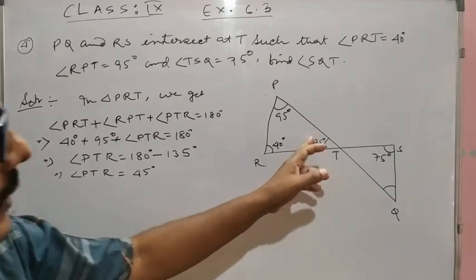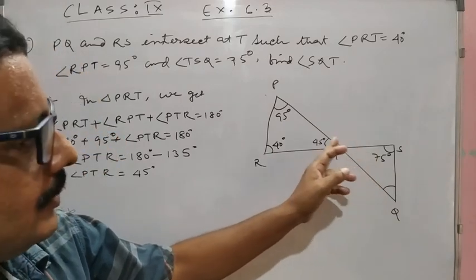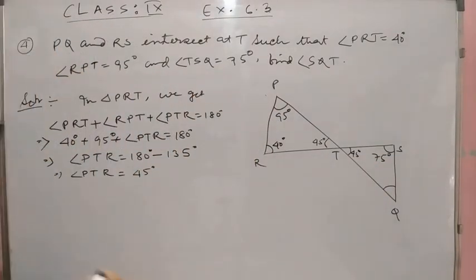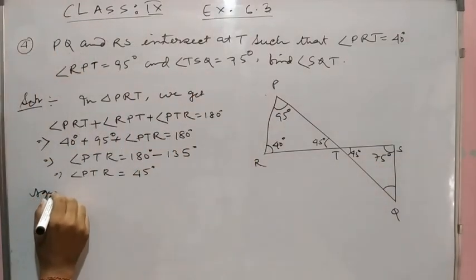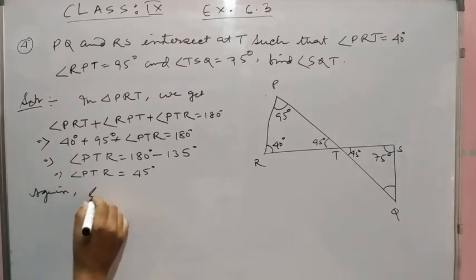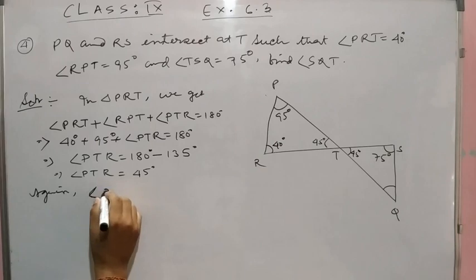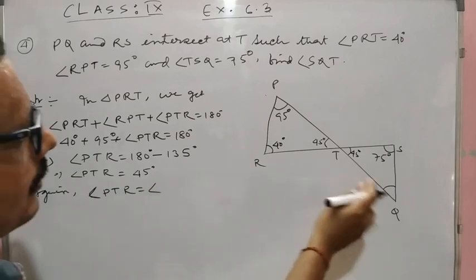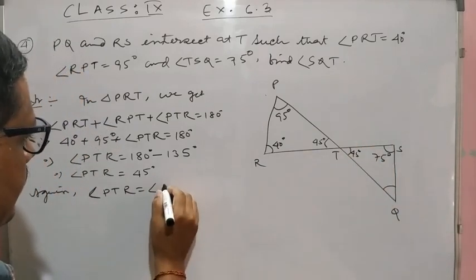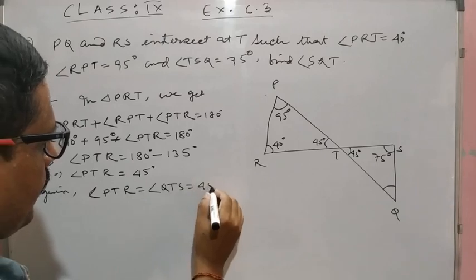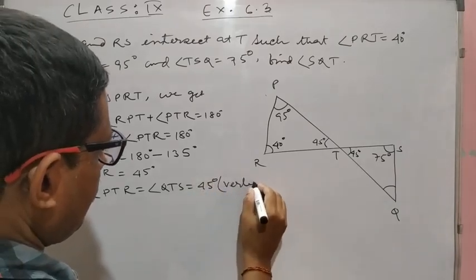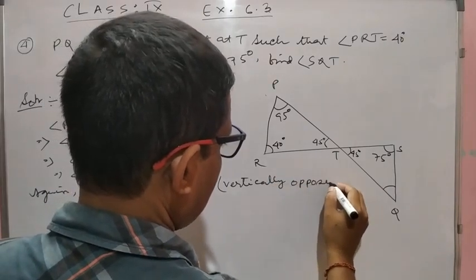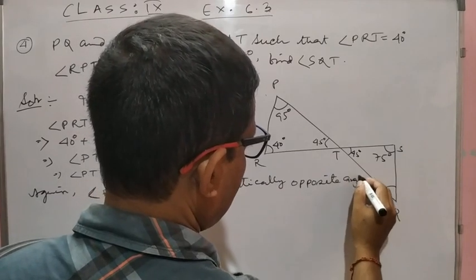Now again you see this and this are vertically opposite angles. So if this is 45 degrees, this also will be 45 degrees. Again, angle PTR equals angle QTS equals 45 degrees, vertically opposite angles.